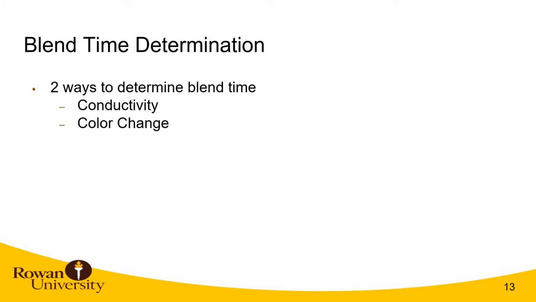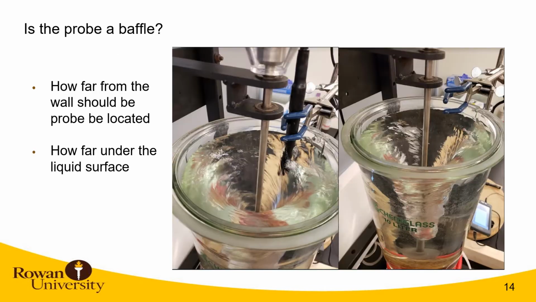So to determine blend time, we have two main ways: a conductivity measurement, which would be done with a probe, and a color change method, which is visual and done with color changing chemicals. So here we have a visualization of how the probe acts as a baffle in the tank. This probe is being used to measure conductivity, and you can see that the depth and the distance from the wall somewhat affects the vortex, but it doesn't completely disturb the vortex in the tank.